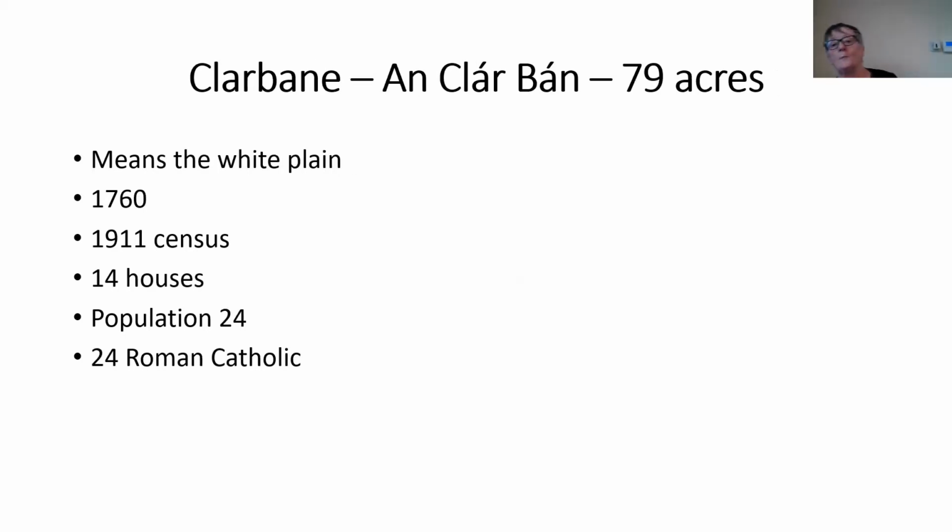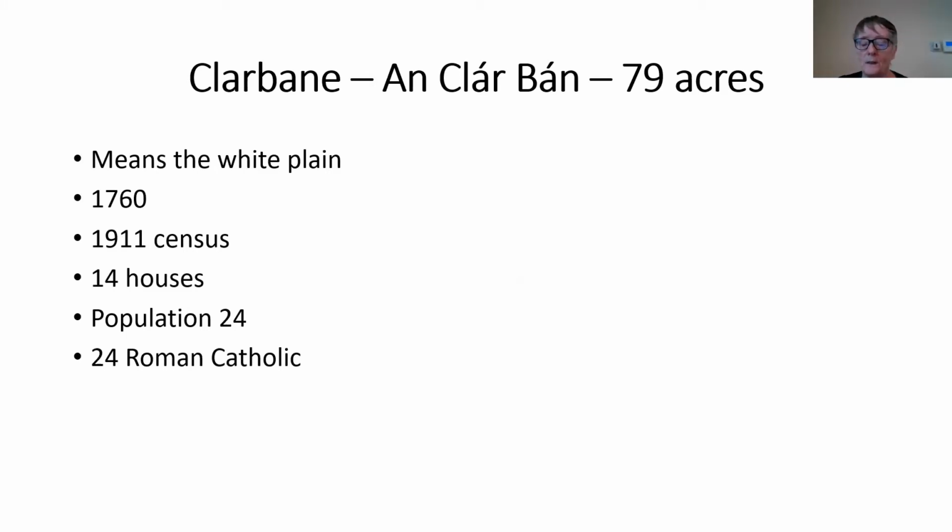Clareban, now a very small townland, but still a townland that's almost as well populated as some of the previous ones we've seen, which was much bigger. Clareban means the white plain. Ban, coming from the Irish, it means white. On the maps in 1760 and in the 1911 census, 14 houses, a population of 24 and 24 Roman Catholic.